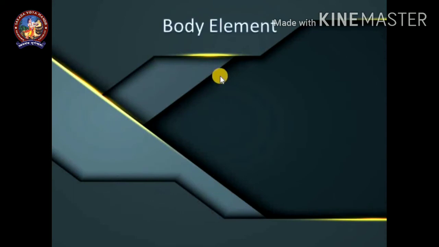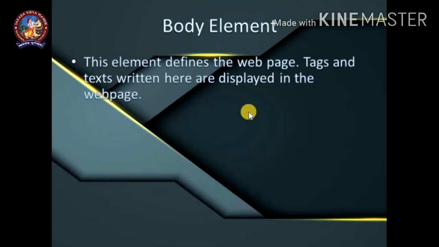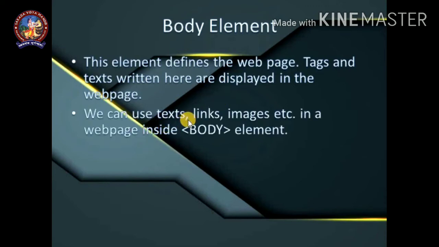This is one of the most important elements of an HTML document. Body element means whatever you write inside the body element will be displayed in the web browser, in the web page. This element defines the web page. Tags and texts written here are displayed in the web page. We can use text, links, images. Yes, you can see in many various web pages that there are various texts, images, music, videos, links of different games and different documents. So everything is written inside the body element.